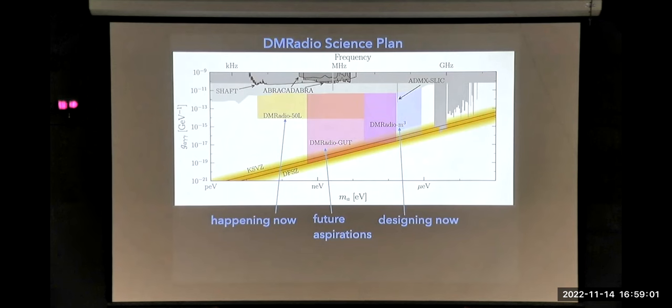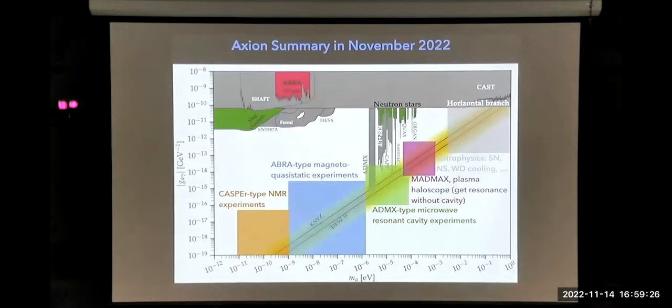We're designing a meter-cubed experiment, which should expand the sensitivity and actually cover the QCD axion over a non-trivial range of axion masses. And then I'll say our future aspirations are a multi-meter experiment, which would be able to look for axions at the scale of grand unification. So hopefully this program will cover a large chunk of the currently unprobed parameter space for axion dark matter.